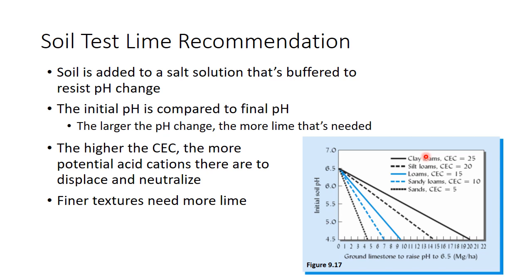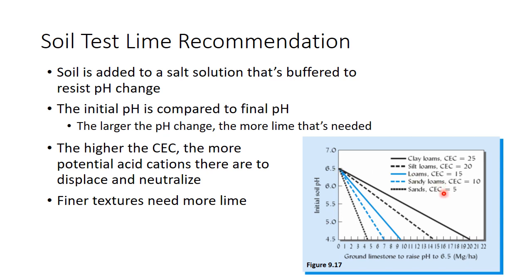So looking at this figure on the right, if we have a clay loam, the soil has a CEC of 25, and at a CEC of 25, it's going to take a lot more lime to neutralize that soil. So say we start off at a pH of 4.5, so on the y-axis here we have pHs of 4.5 to 7. The solid dark line is the clay loam. And if we're starting off at 4.5, we would need to apply 20 megagrams of lime per hectare to raise the soil back up to a pH of around 6.5.